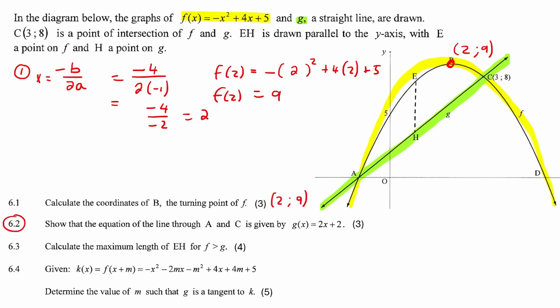Okay, now this question. Show that the equation of the line that goes through A and C, so this line over here, is given by this equation. Now, a lot of learners, they're like, oh, I'm just going to take this equation and use this one, and then I can sort of show. Guys, you can't do that. They want us to finally show that this is the answer. So leave that alone for now.